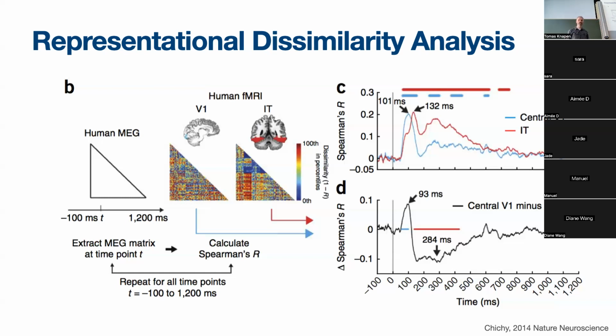I do want you to see a demo that they've created where they haven't actually just used the V1 and IT regions of interest. You can actually do this analysis on a searchlight basis, so that you have a representational dissimilarity matrix for every voxel in the entire brain. And so then your question becomes, can I correlate, for example, this voxel's representational similarity matrix with all of the time points in the human MEG representational similarity matrix? So you really get an information processing time course for every voxel in the brain.